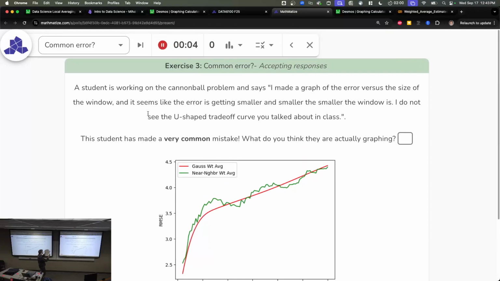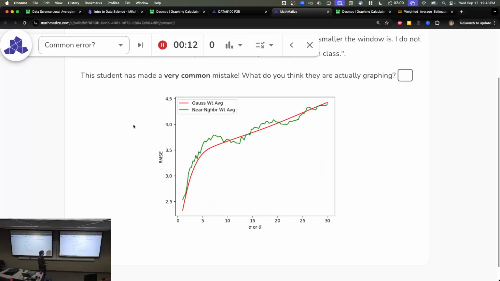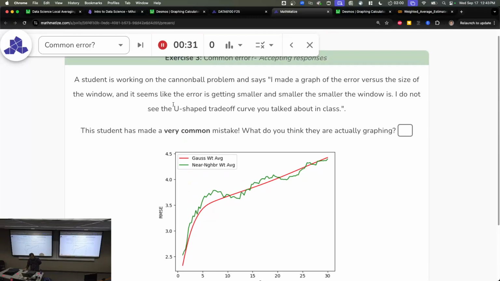So they're working on the cannonball problem, and they say, I made a plot of the root mean squared error, and it doesn't do what you said. You said that the error is supposed to have this sweet spot and then it goes up, like it's a U shape. I made a plot of the error, and it just keeps going down and down and down. It looks to me like I should make sigma or delta as small as I want. And the error is not getting bigger, like you said.